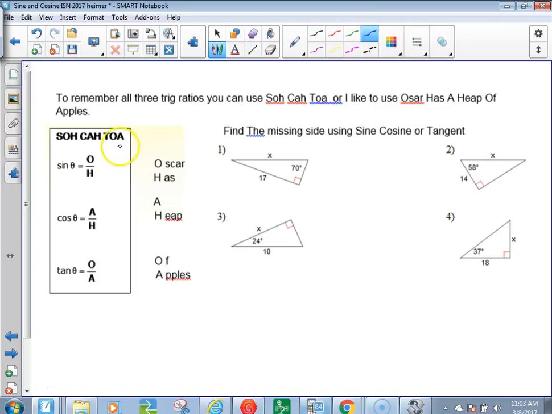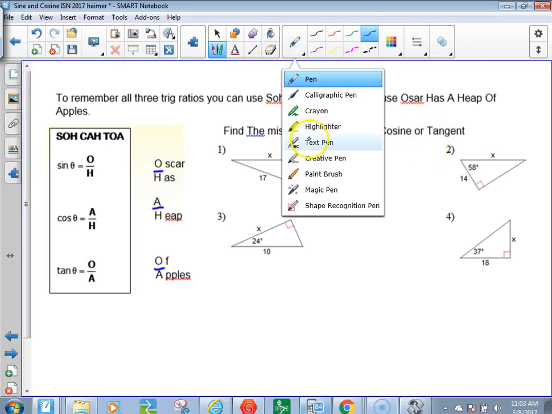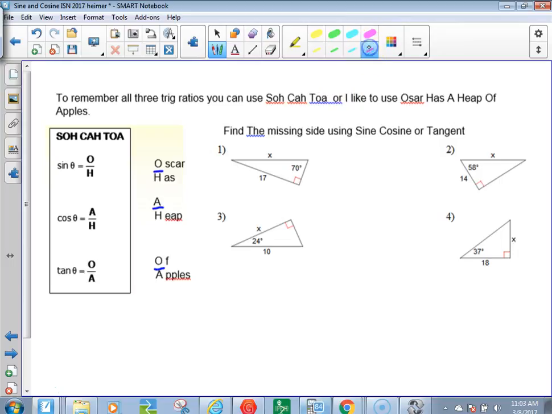All right, at the bottom of the page, again, I have it repeated. The Oscar has a heap of apples, and then there's the SOHCAHTOA in the box, depending on which one you prefer. Remember all three trig ratios you can use. I like to use Oscar has a heap of apples instead of the SOHCAHTOA. Whatever works for you is fine with me. We're going to find the missing side, and you got to decide what to use. So you have to go to your picture. You have to learn to determine which trig function you're going to use.